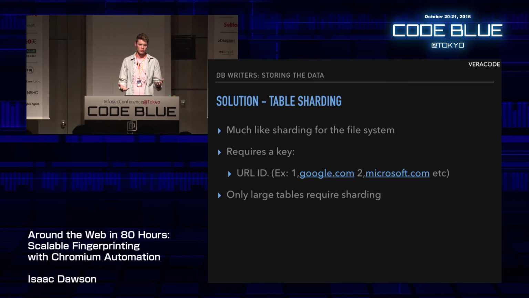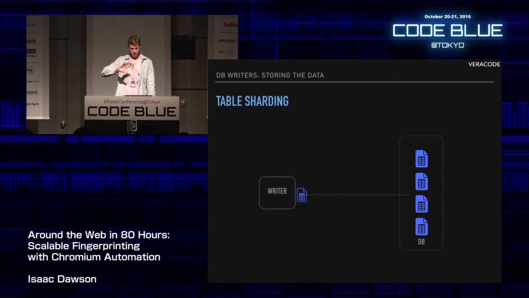In my case, I chose table sharding as opposed to database sharding. Table sharding is much like I explained with the file system sharding earlier, where you break it up into different segments. It requires a key for tables. In my case, I'm lucky because the Alexa list has the URL ID or the ranking. So I use that as my key for all references to all the data that's going into the database. Now, you only really need to do sharding for very large tables. So you don't need to do this if you have below 10 million rows.